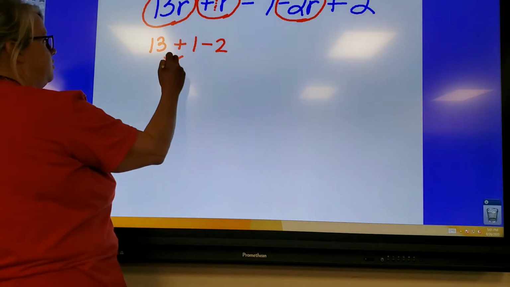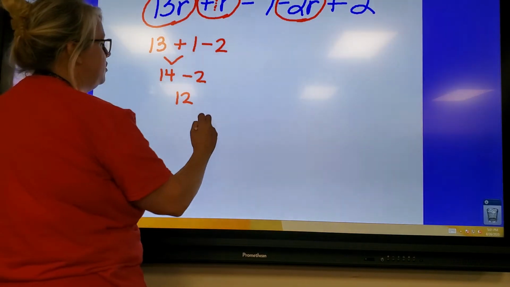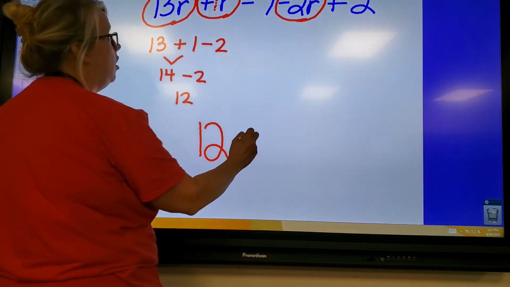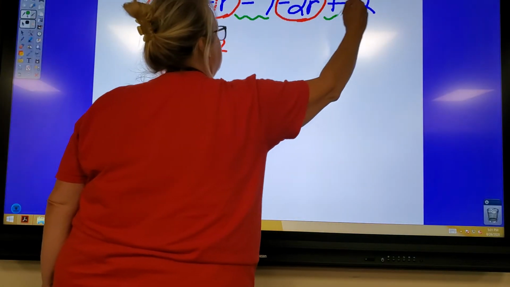13 plus 1 is 14. 14 minus 2 is 12. So my first term is 12r. Now I'm going to look at my constants. Negative 7 plus 2.